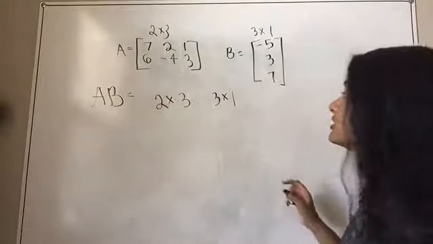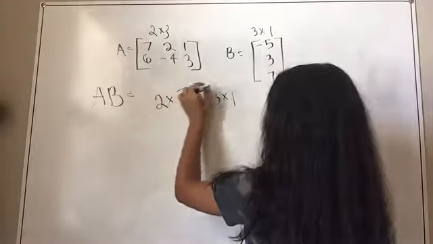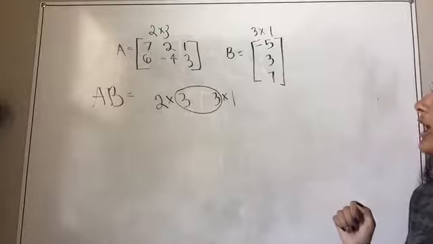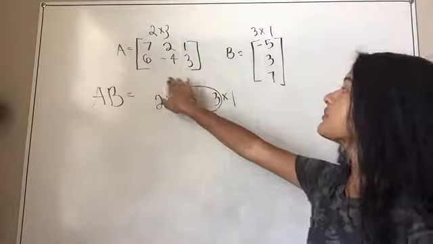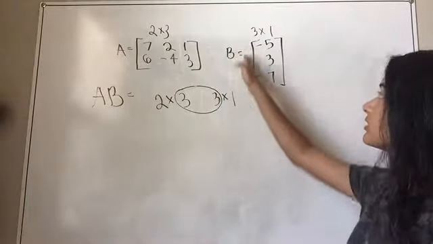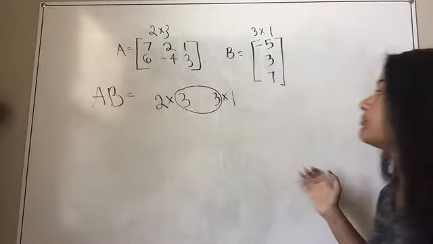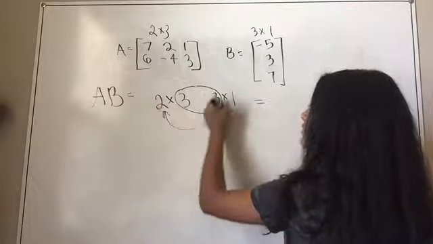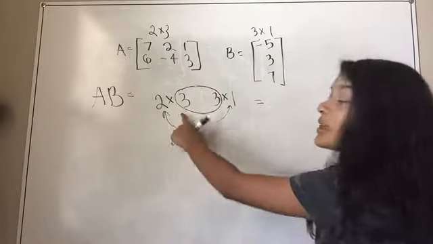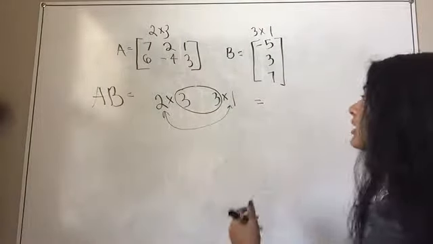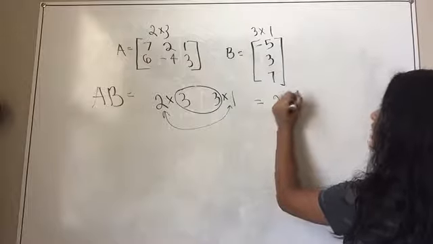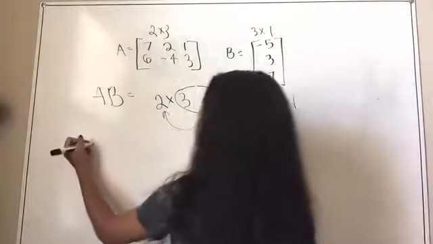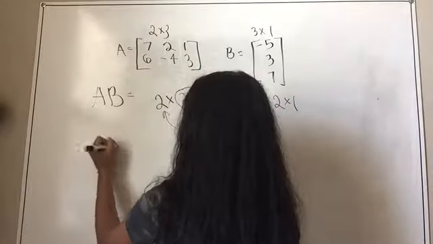So in order to multiply, these two numbers have to be the same. In other words, this one's row and this one's column needs to match up. And your answer would be these two numbers. So if you multiplied a 2 by 3 and a 3 by 1, you would get a 2 by 1 as your answer.